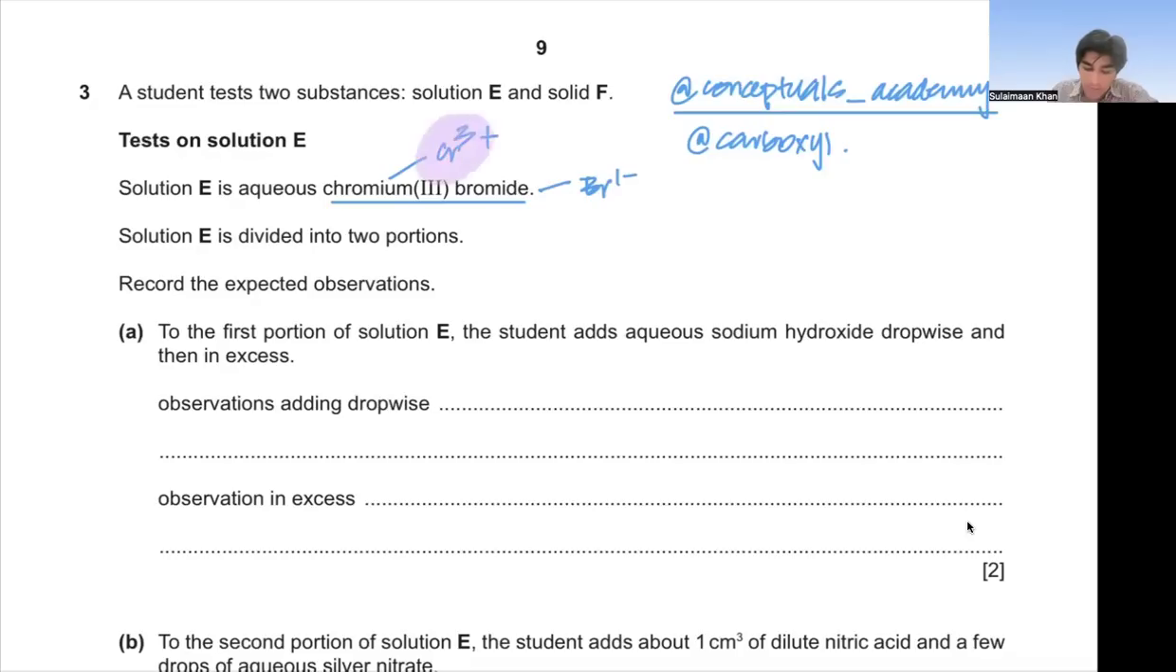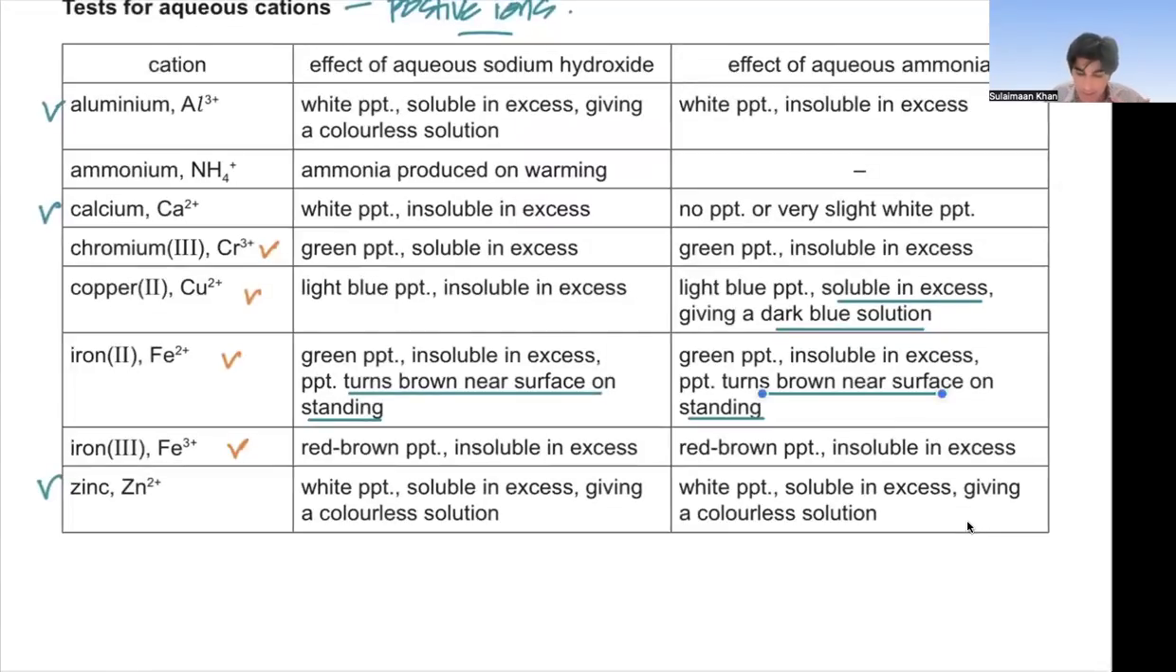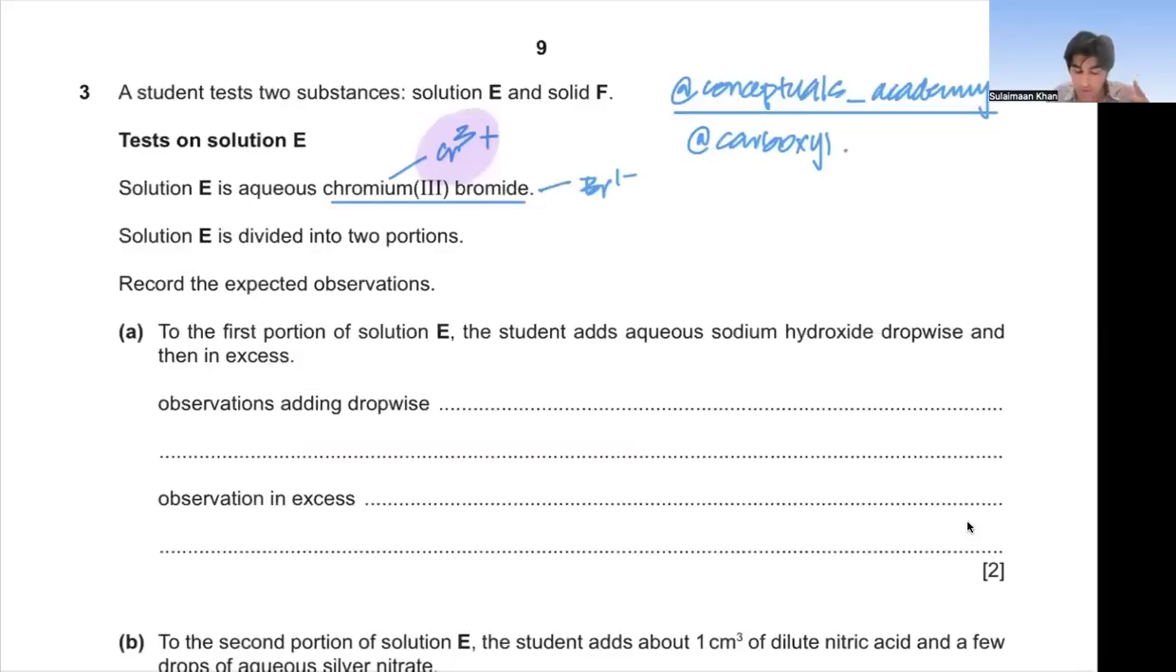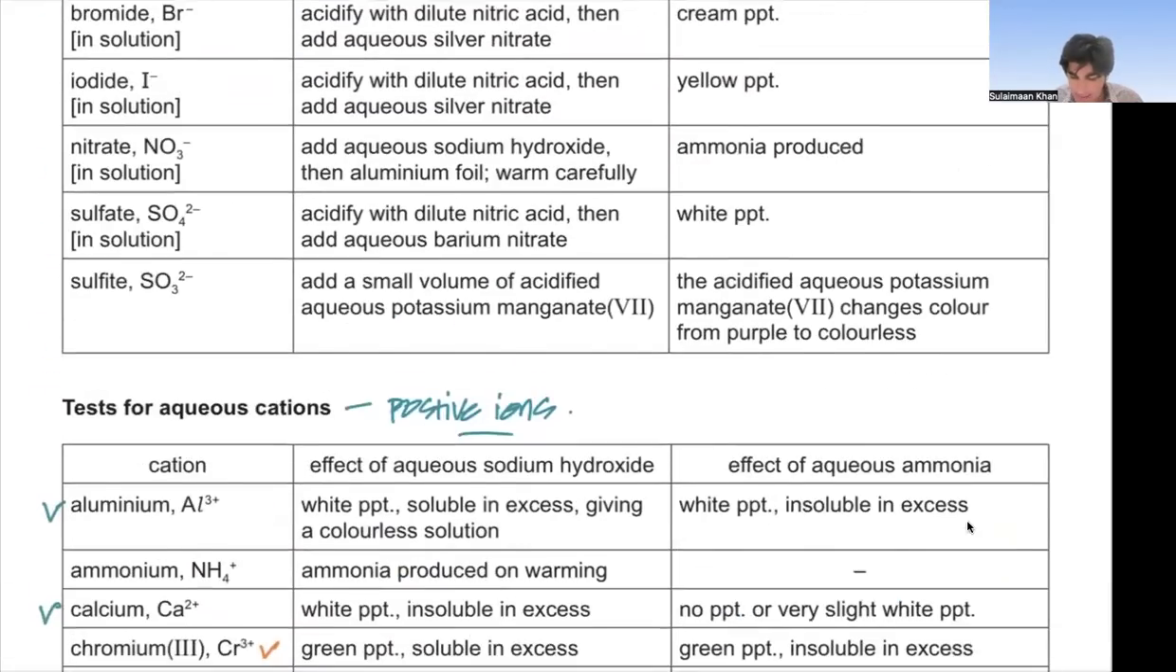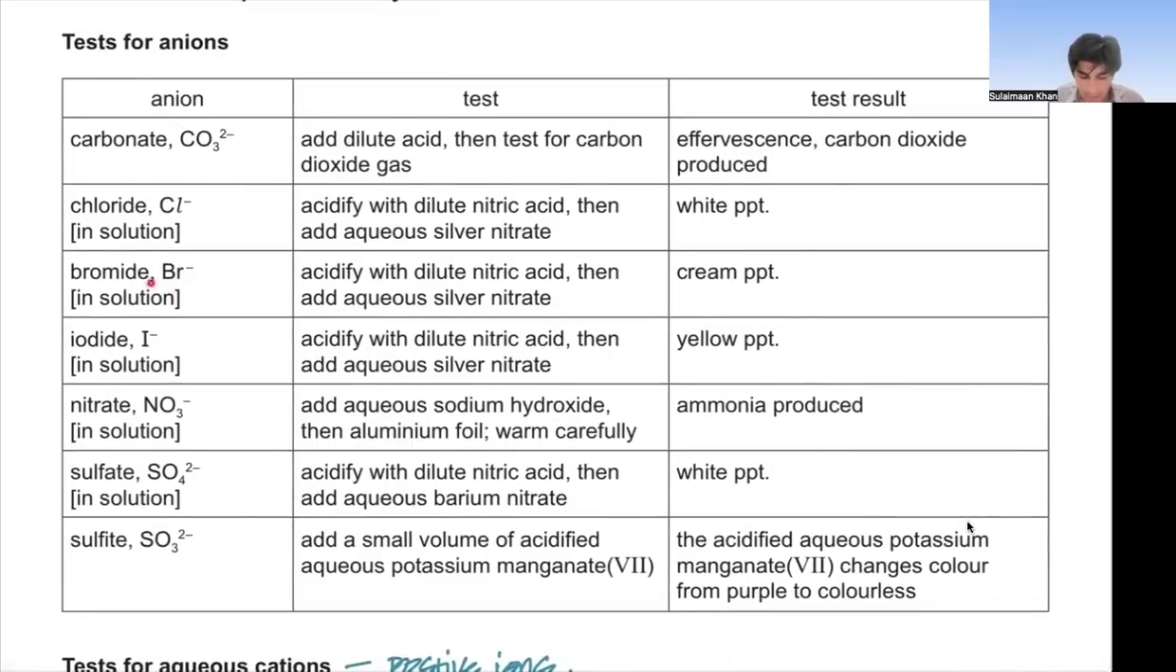Because now I know that for chromium 3 plus, what are the tests? Sir said, green precipitate. And even I can look at this page right now. Even if I forget, I could say it's a green precipitate soluble in excess, which means it dissolves to give you a green solution, and green precipitate insoluble in excess. All of this should come to my mind. And the test for bromide ion is given right here. You acidify with dilute nitric acid, and then follow it with silver nitrate. If the bromide ion is present, it's going to give you a cream precipitate.